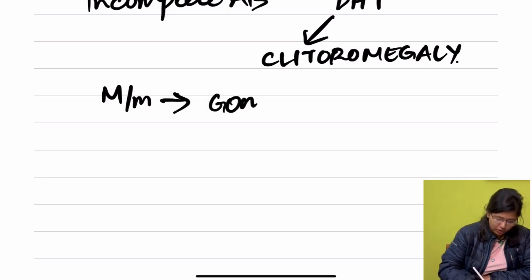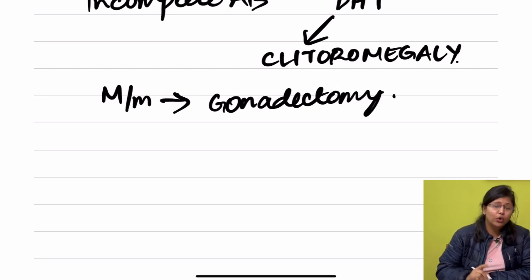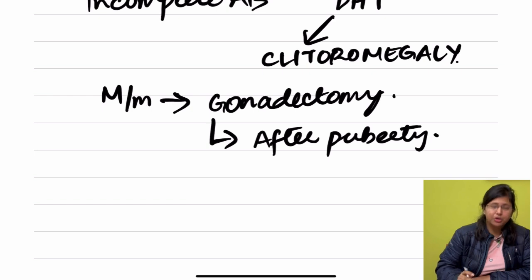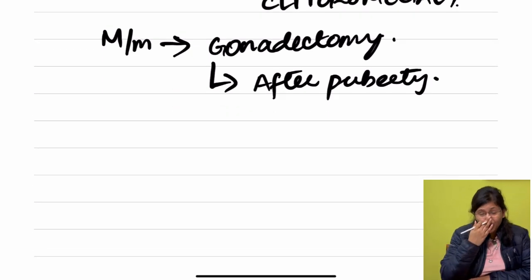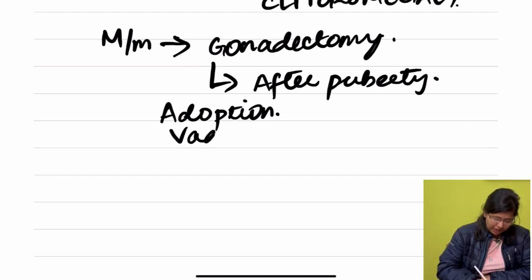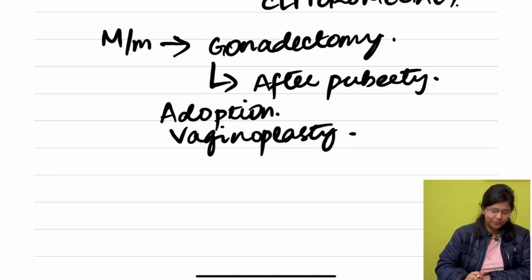If we look at the management, again, because there are testes, we'll have to remove them. We'll do a gonadectomy. But because testosterone is helping with the height and the growth, we are not going to do the gonadectomy straight away. We will do the gonadectomy after puberty, right? And because she does not have any uterus and she also does not have any ovaries, if we talk about the reproductive potential, she will have to go for adoption. But what we can do for this patient is a vaginoplasty, create a vagina so that she has at least some sexual function, right?